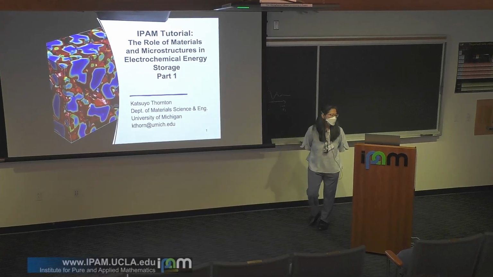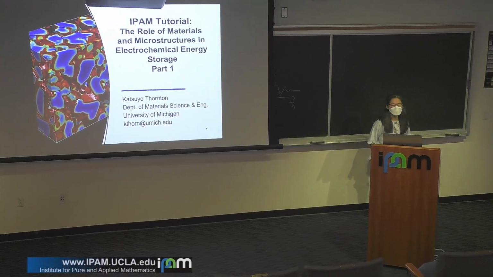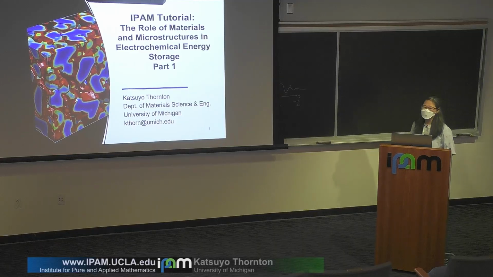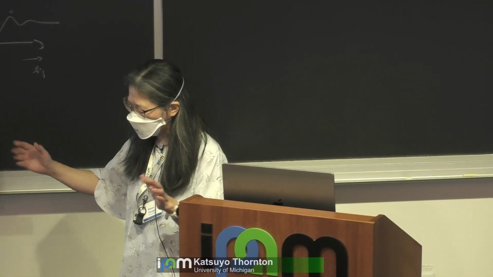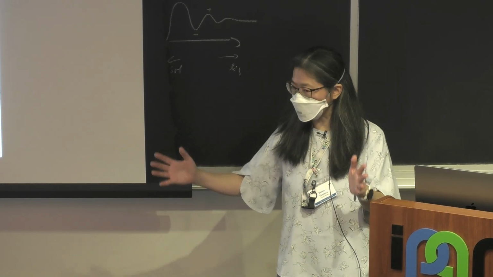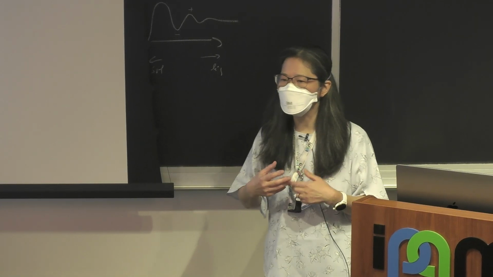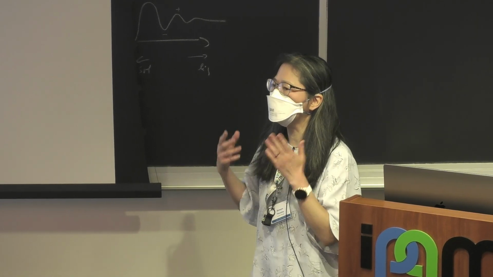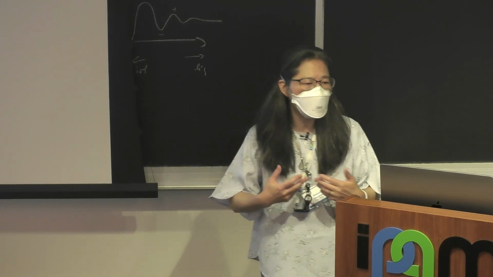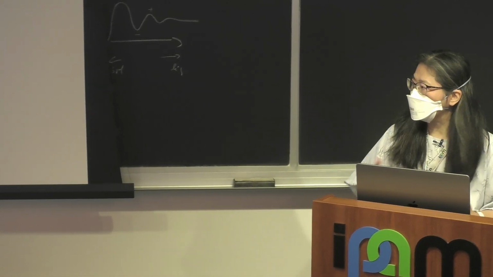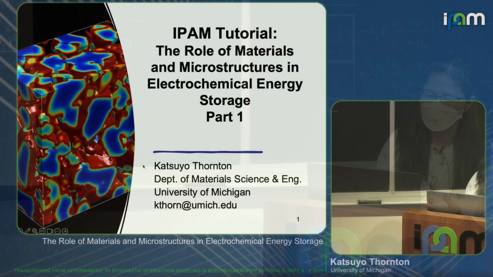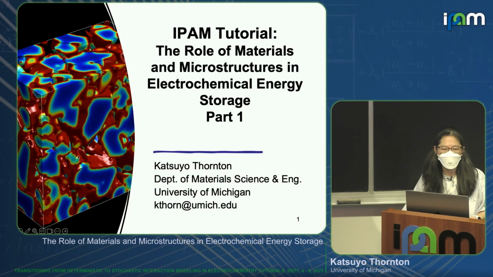OK, great. So I'm going to be talking about the role of materials and microstructures. Basically, microstructure makes up a system with different components within, say, an electrode. And that requires us to consider different material properties in different parts of the structure. This is a kind of picture that you might visualize what's happening.